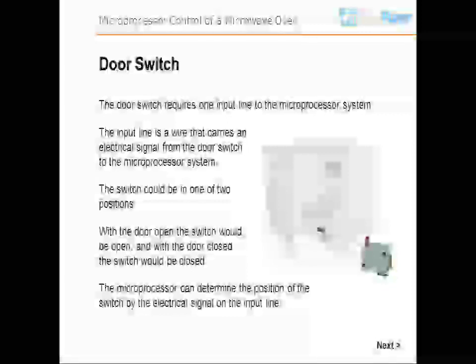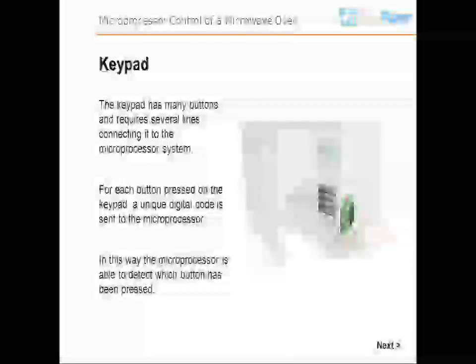Keypad. The keypad has many buttons and requires several lines connecting it to the microprocessor system. For each button pressed on the keypad, a unique digital code is sent to the microprocessor. In this way, the microprocessor is able to detect which button has been pressed.